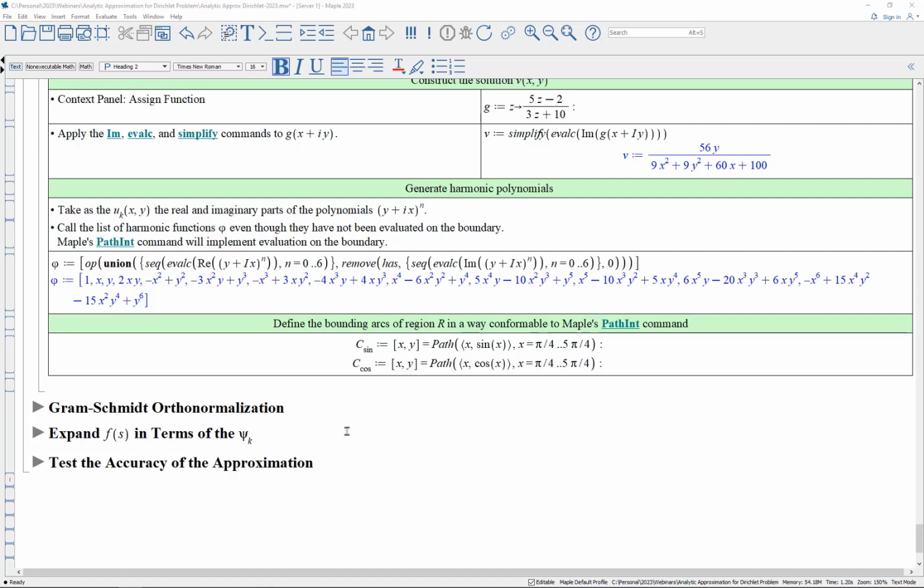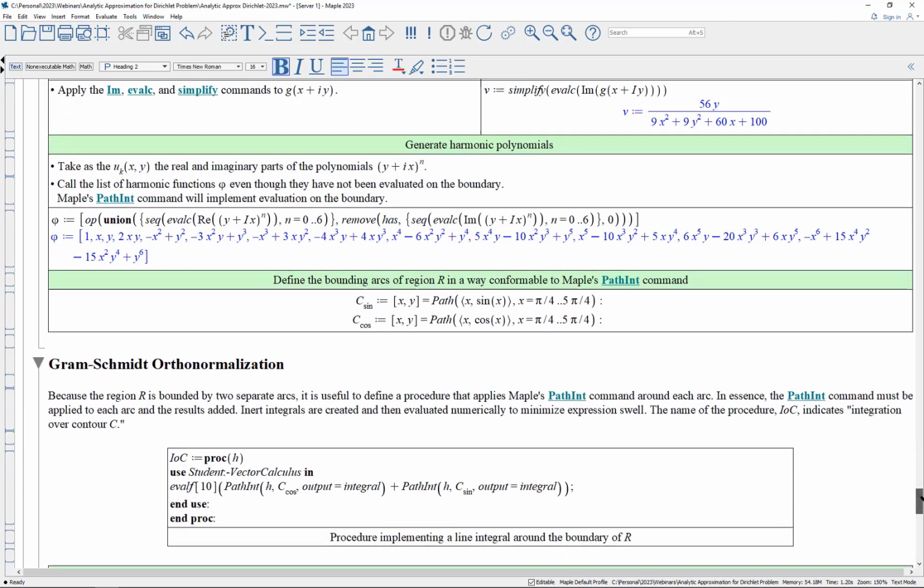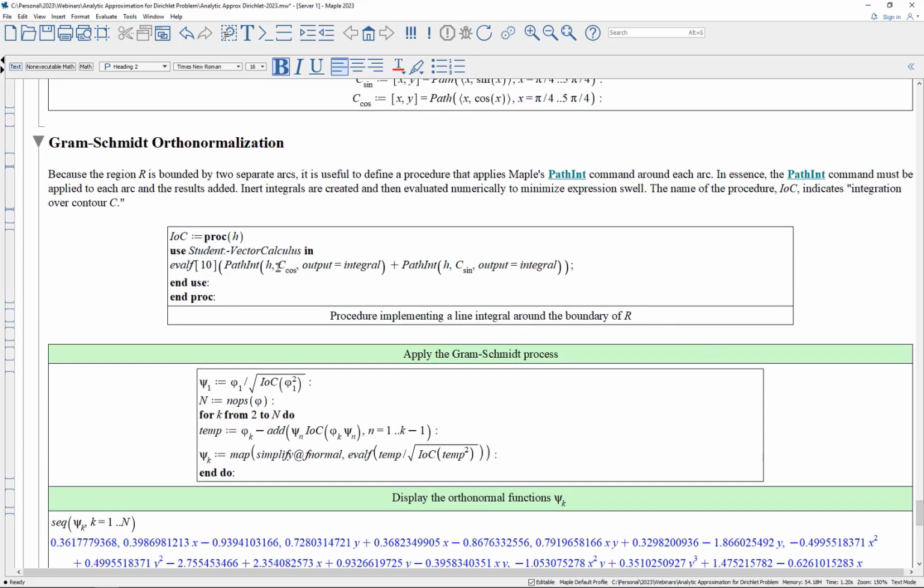So the next step is the Gram-Schmidt orthonormalization step, and here we had to be a little bit careful because there are two pieces of the arc of the boundary, two different arcs, two different functions, and you have to do a path int on one of them and a path int on the other one, and you have a plus sign. Well, I didn't want to have to keep writing these two different path int commands, one on the cosine and one on the sine. So I wrote a little procedure. Integrate on C. Integrate on the complete contour.